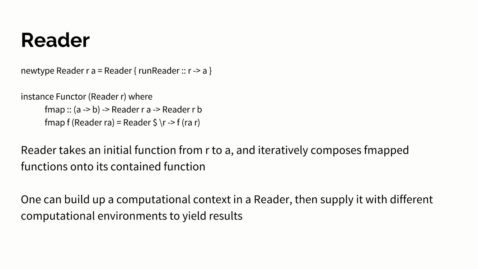The Reader type class contains a function that goes from values of R to values of A. The Functor instance of Reader takes a function from A to B, and the Reader itself, which goes from values of R to values of A, and produces a new Reader, which goes from values of R to values of B. So what's going on here is that the contained function is iteratively being composed with new functions in a way such that new computational context can be built up within the Reader.